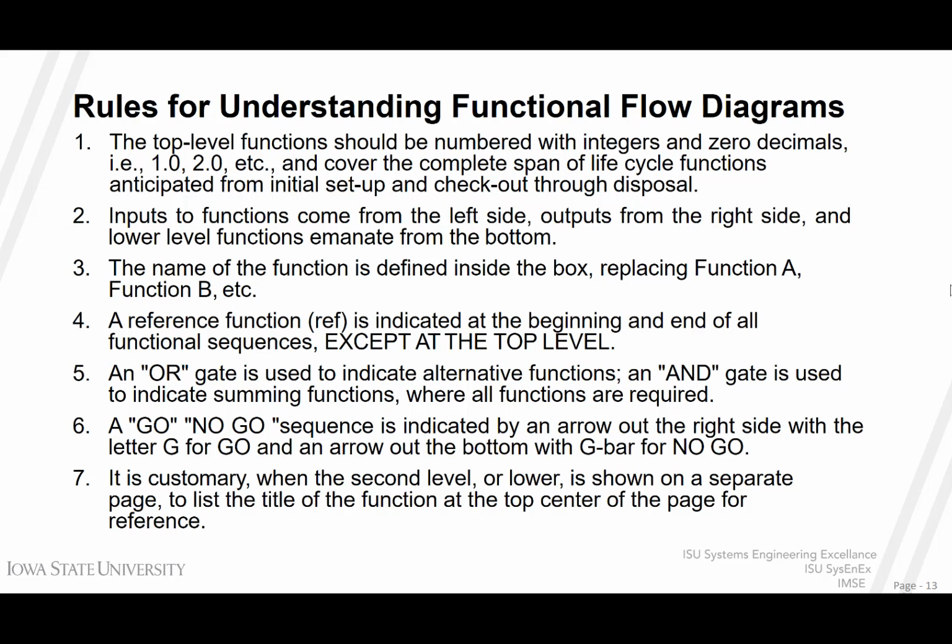An OR gate is used to indicate alternate functions, and an AND gate is used to indicate summing functions, where all functions are required. A go, no-go sequence is indicated by an arrow out the right side with a letter G for go and an arrow at the bottom side for G bar for no-go. Those last two, the OR and go and no-go, are very common to logic-based flow diagrams and are one of the main rules of these functional flow diagrams.